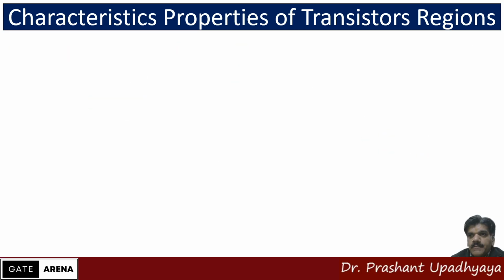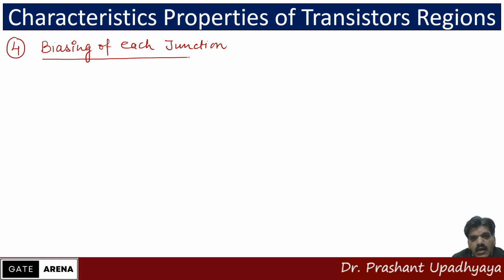And finally, we will be talking with respect to the biasing of each junction. So the fourth property which we are talking about is with respect to the biasing of each junction. When we are talking about the biasing of a junction, we have got a junction J1 and we have got a junction J2.